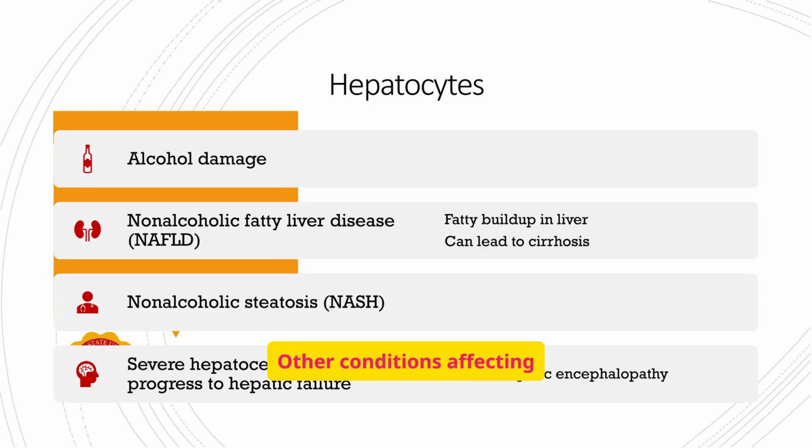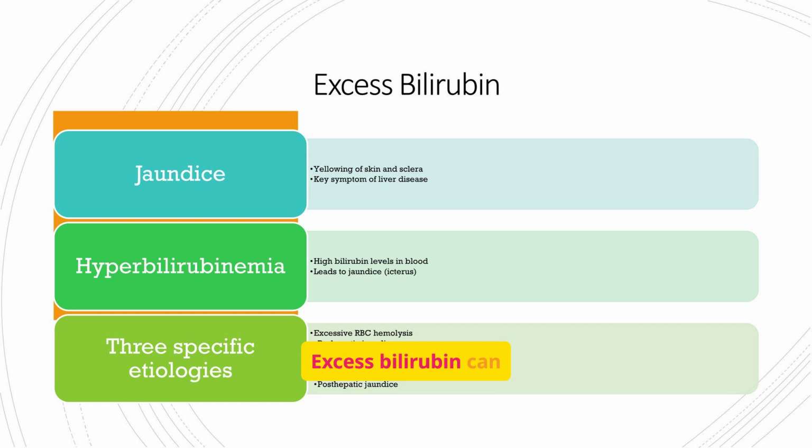Other conditions affecting hepatocytes include alcohol damage, non-alcoholic fatty liver disease, NAFLD, and non-alcoholic steatohepatitis, NASH. NAFLD can lead to fatty buildup in the liver and cirrhosis, while severe hepatocellular injury can lead to hepatic encephalopathy. Excess bilirubin can lead to jaundice, characterized by yellowing of the skin and sclera. Hyperbilirubinemia, or high bilirubin levels in the blood, is a key symptom of liver disease.